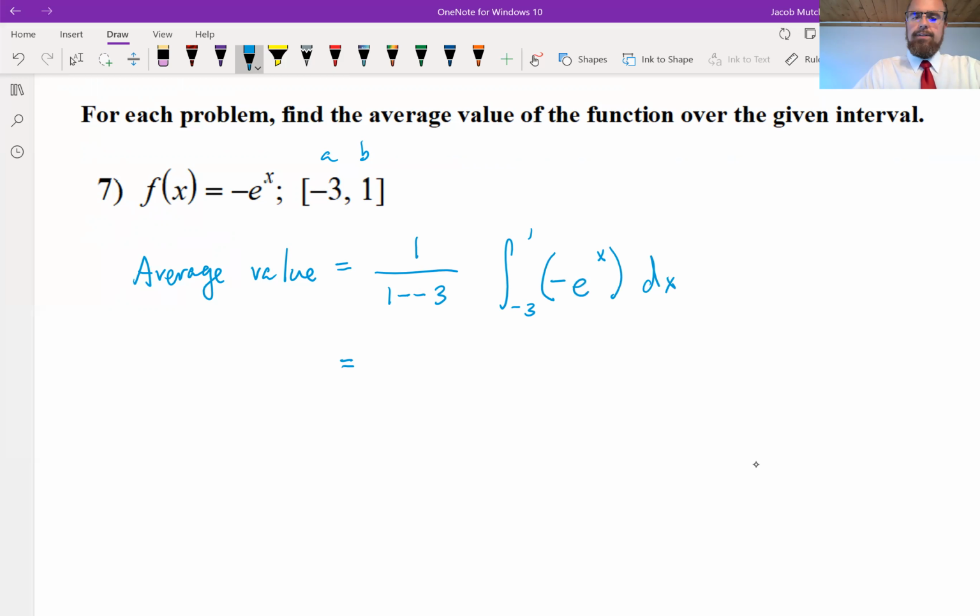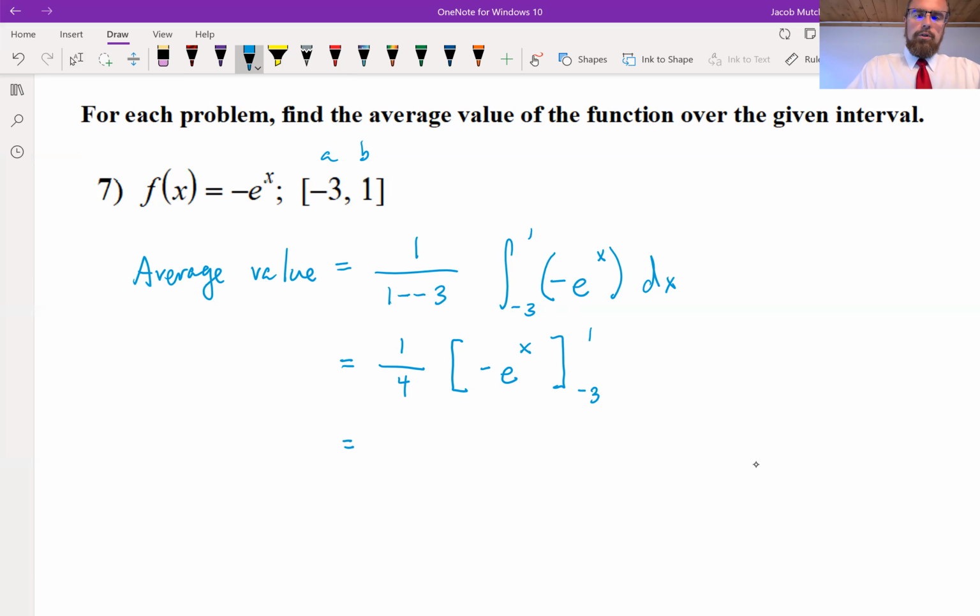Just like in the previous example, we're ready to simplify and integrate. That'll become 1 over 1 plus 3, or 4, so it's a quarter. And then I'm going to integrate negative e to the power of x, and that is itself. Remember, e to the x is its own derivative, therefore it is its own integral, or antiderivative. We're going to evaluate that from negative 3 to 1.